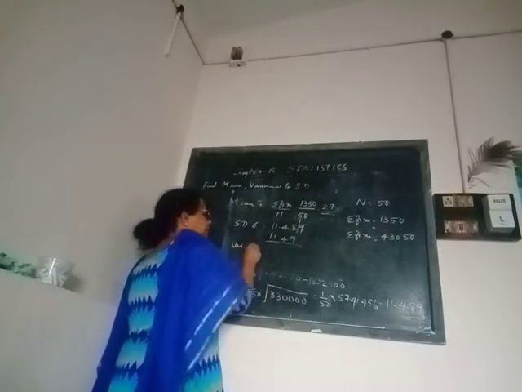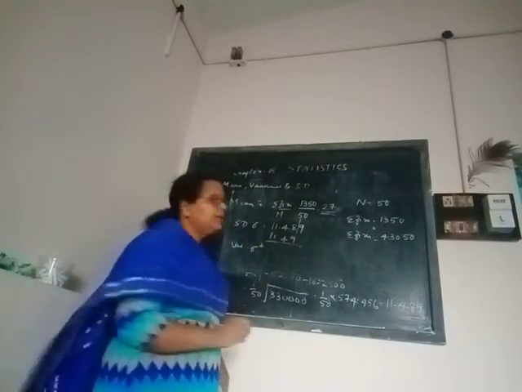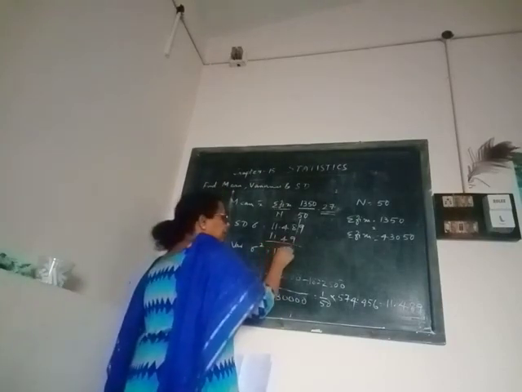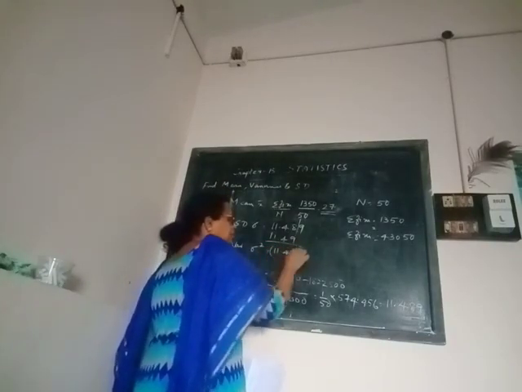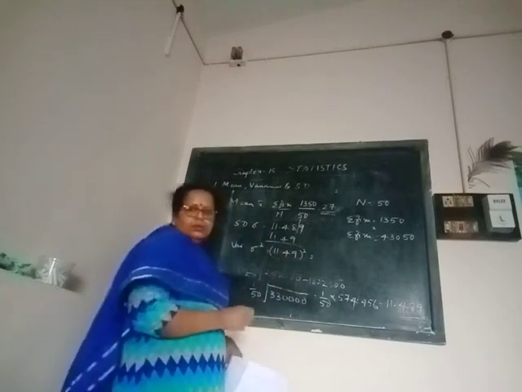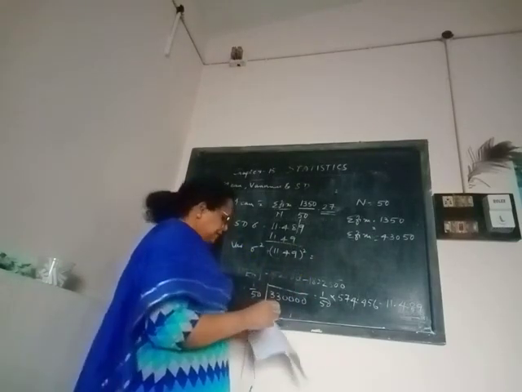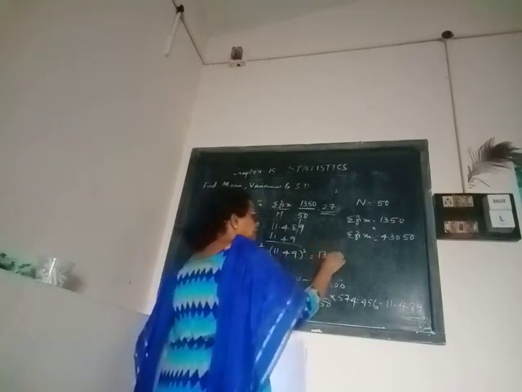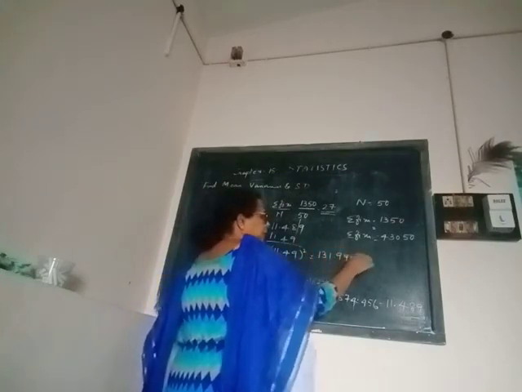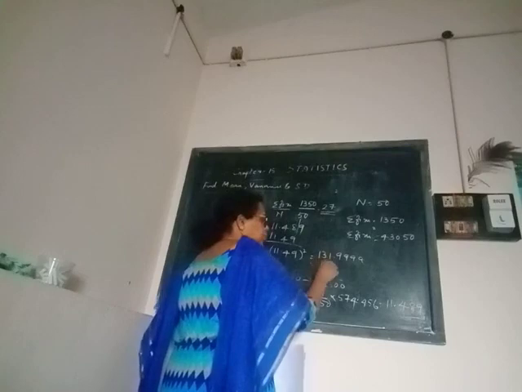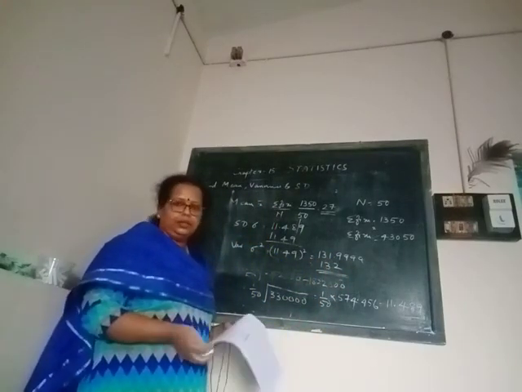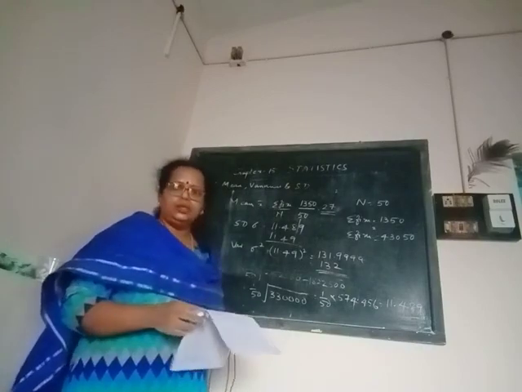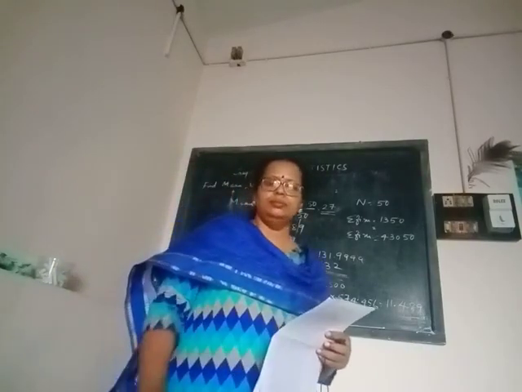Then find variance. Variance is sigma squared, means 11.49 whole squared. When you simplify, you will get the answer as 131.999 etc. Or you can write it as 132. So variance is 132. So this finishes this chapter. Thank you.